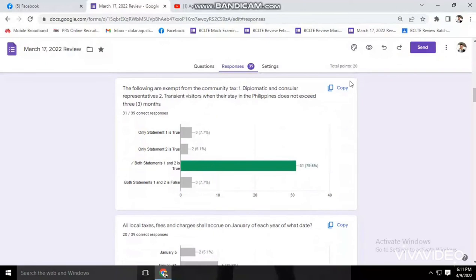Next. The following are exempt from the community tax. Number 1, diplomatic and consular representatives. Number 2, transient visitors when their stay in the Philippines does not exceed 3 months. And 31 of them answered correctly that both statements 1 and 2 are true. They are exempt from the community tax.